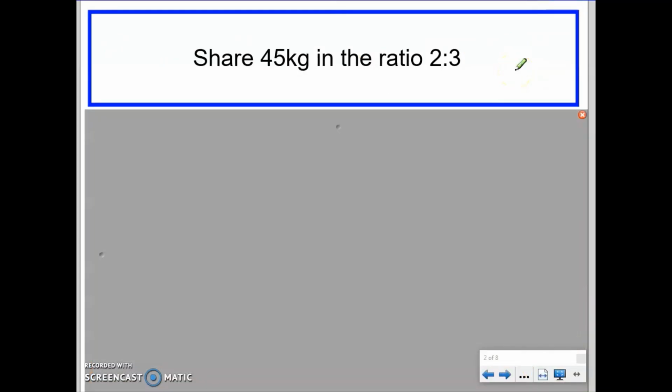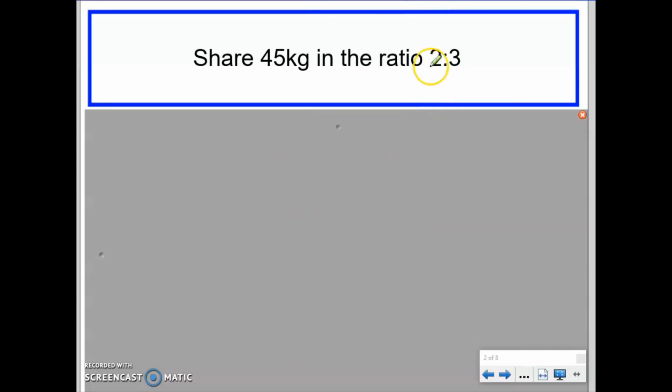Okay, in this question, we are asked to share 45 kilograms in the ratio of 2 to 3, in the ratio 2 dot dot 3. This time I'm going to talk through my explanation and notation a step at a time.